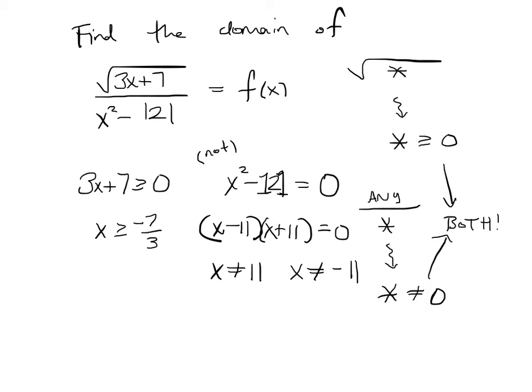Okay. So let's look at a number line here. We know that we have to exclude negative 11. We have to draw a colored in dot at negative 7 over 3 and say, okay, we're good to the right of that. But then we have to exclude 11.